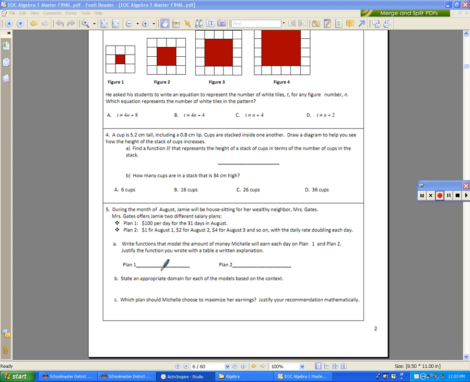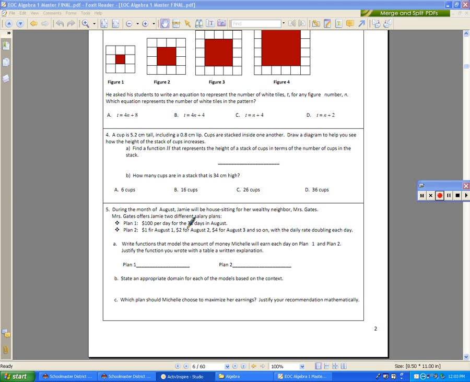Okay? How about for plan 2? We already did this one. Do you remember the answer? What was it? It was 2 to the n minus 1. Because on the first day, if you plug in 1, 1 minus 1 is 0, and 2 to the 0 is 1, so she'd get $1 on the first day. Then if you plug in 2, 2 minus 1 is 1, 2 to the first is 2, so she'd get $2 on the second day. So then it'll tell you how much she gets in each situation every day.